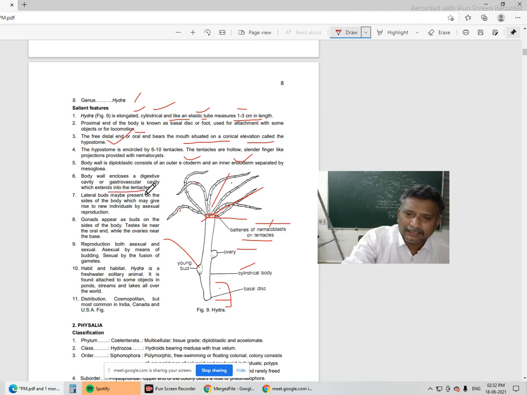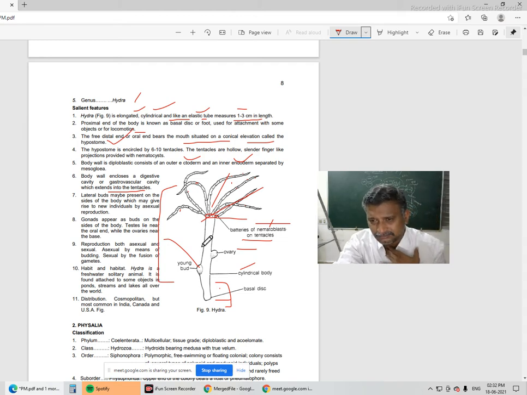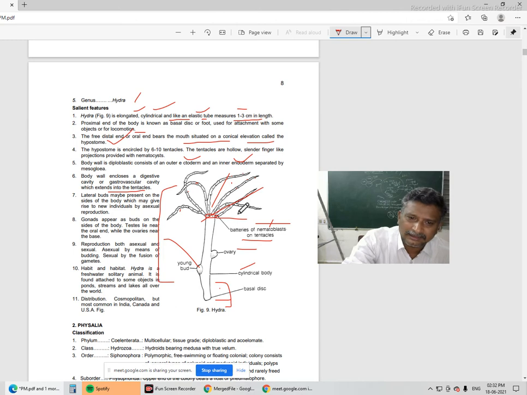Now that character also may not be seen. So observing all these characters, which one? A basal disc is there, buds are there, ovaries are there. I think 6 to 8 tentacles are there. Now in the anterior end of the body there will be a mouth. Okay. So based on those characters we can say that it belongs to Hydra.